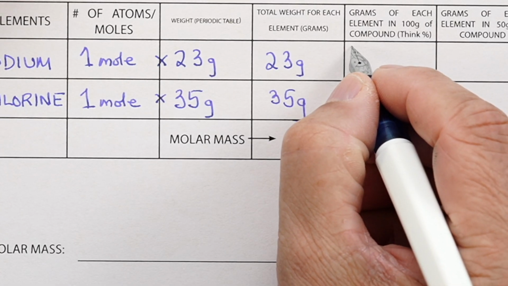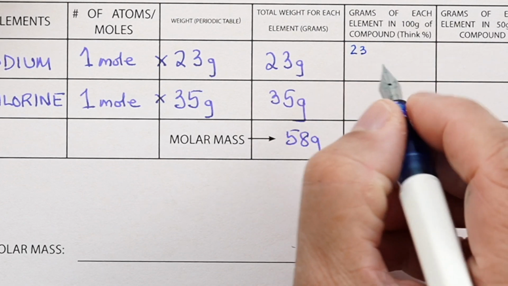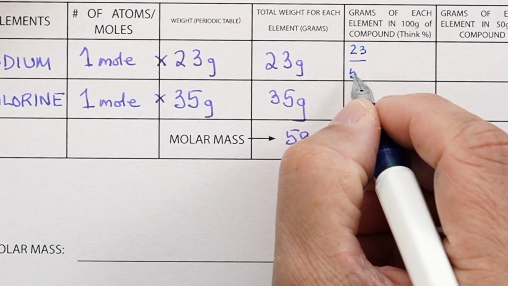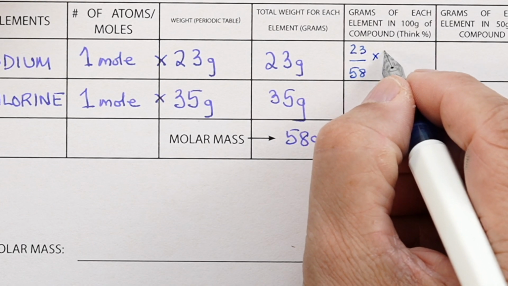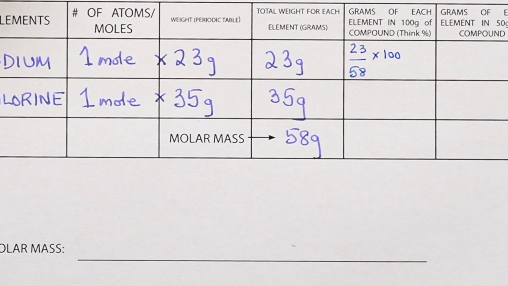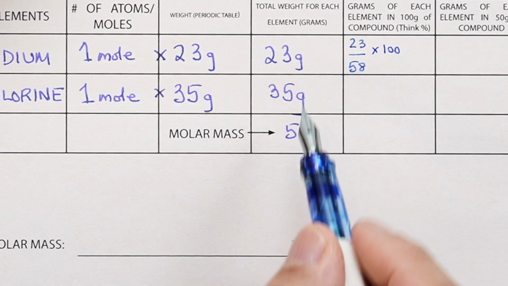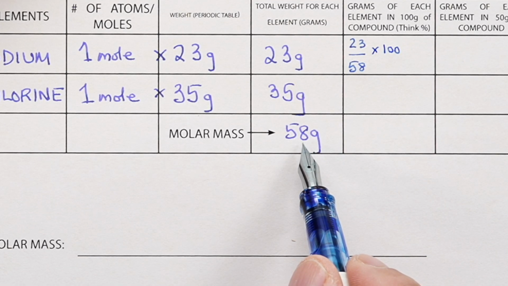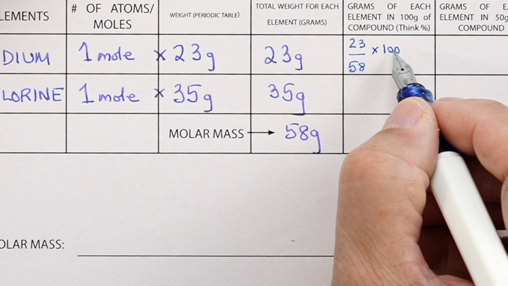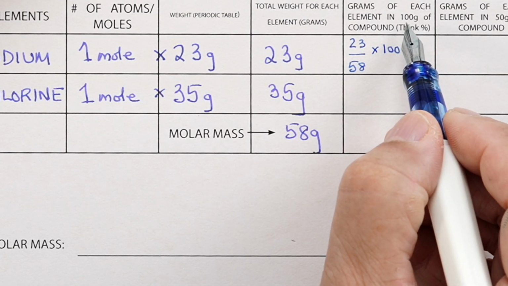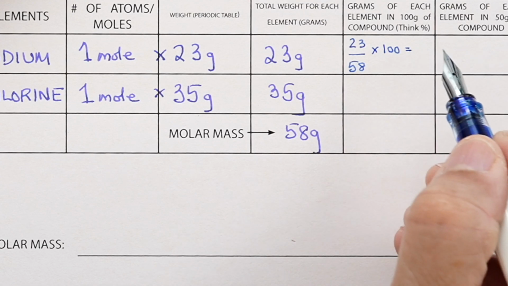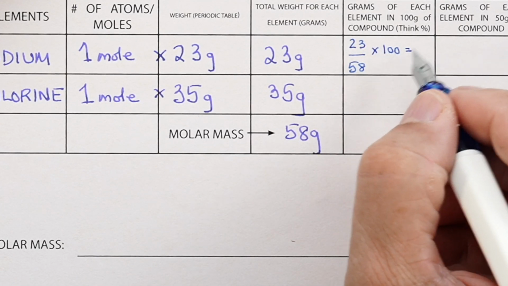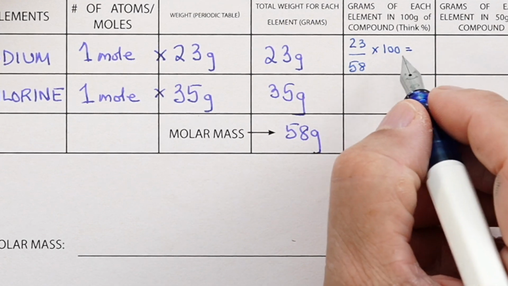So 23 divided by 58 multiplied by 100. I took 23, divided it by the molar mass, 58. Again, I multiplied it by 100. Now here's the deal. If I was looking for 100 grams, this answer would be in grams. So let me just write that down. If I divide that, that is equal to 39.7.